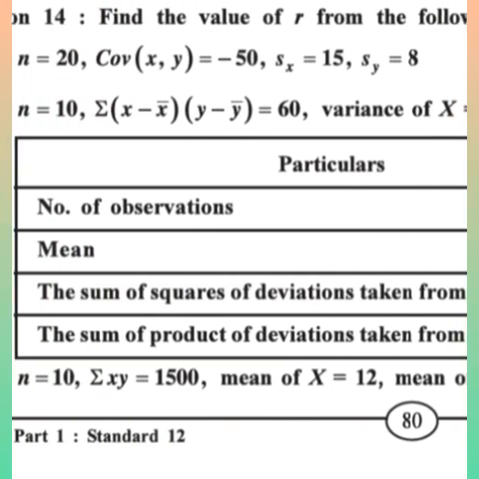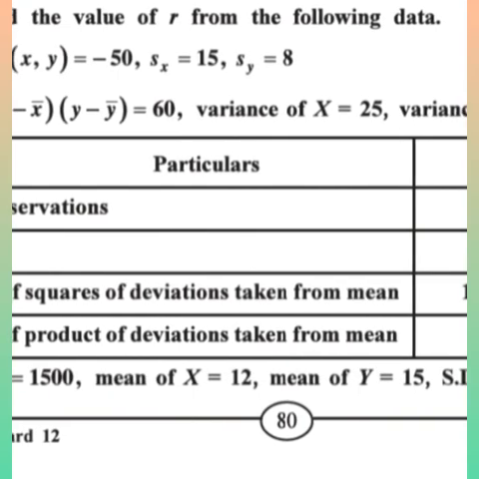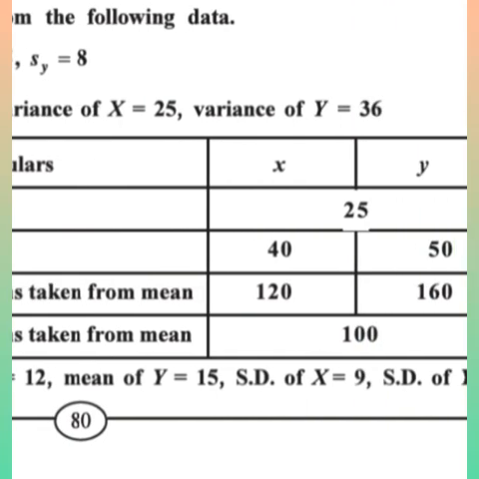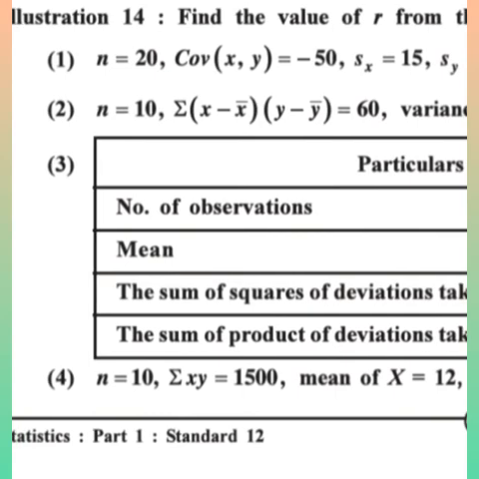The next one, the sum of the product of the deviations taken from the mean, they have given us 100. So what is that? That is actually sigma (x minus x bar) into (y minus y bar), right? So what formula can we use over here for r? By all these values, for the third sum we can use our first formula, that is sigma (x minus x bar)(y minus y bar) whole upon under root sigma (x minus x bar) whole square into under root sigma (y minus y bar) whole square, right?